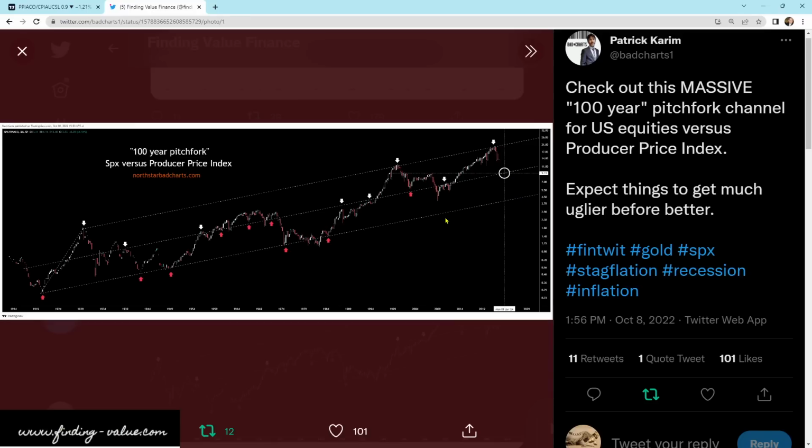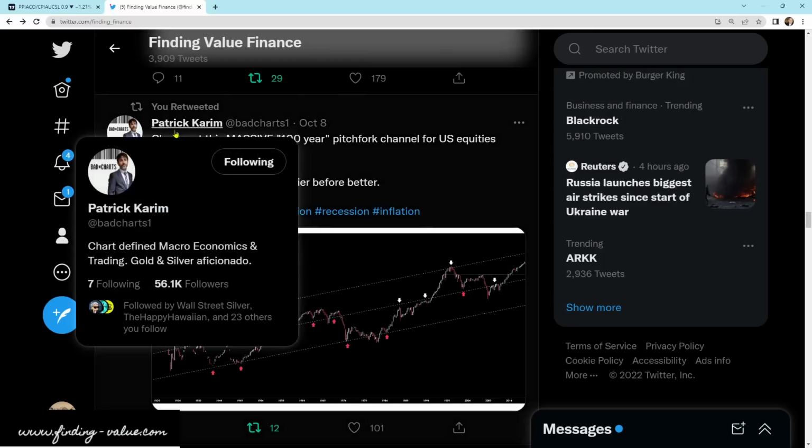I'm not exactly sure how much we're going to compress this, but I think it's going to get pretty interesting here very quickly. We do have a support level right where that circle is, and we'll continue to watch this over time. So I think the producer price index will outperform the S&P 500. They are inversely correlated, and I think we're going to see a big compression favorable for the producer price index.